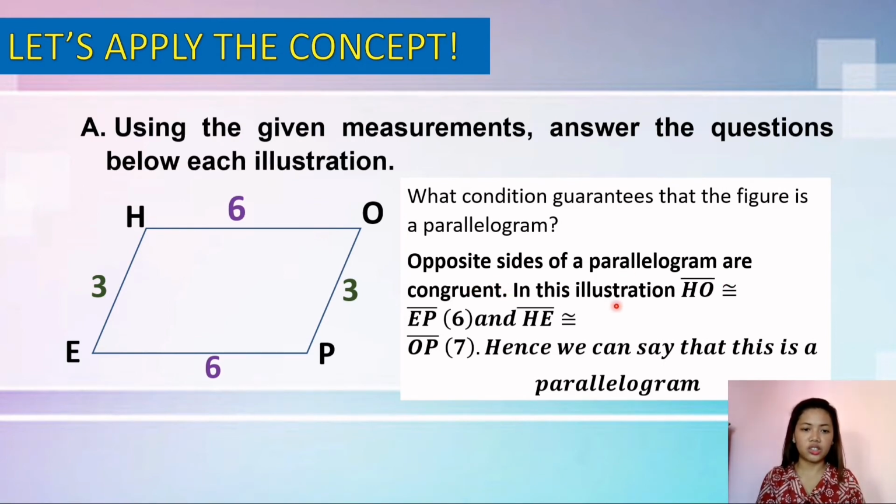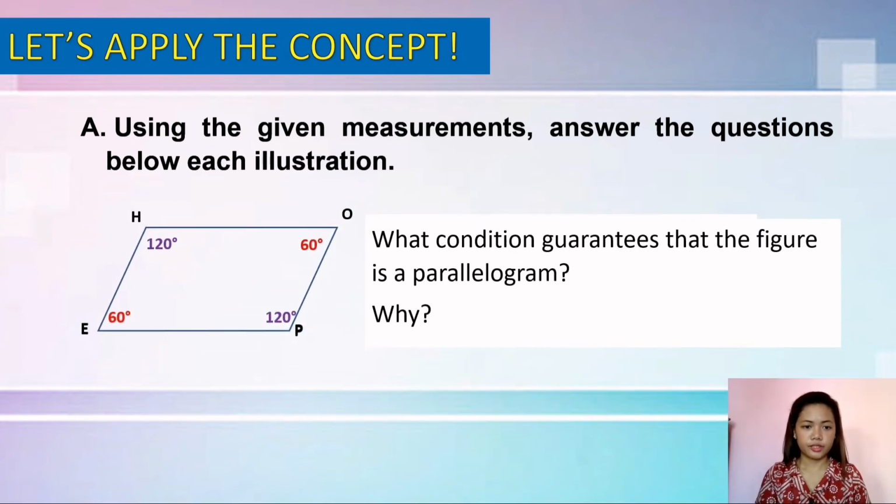So, in this illustration, HO is congruent to EP and HE is congruent to OP, wherein HO is equal to 6 and OP is equal to 3. Hence, we can say that this is a parallelogram. Let's have another one. Okay, in this figure, we have angles. Now, what condition guarantees that the figure is a parallelogram? Why? Now, take a look at the angles.